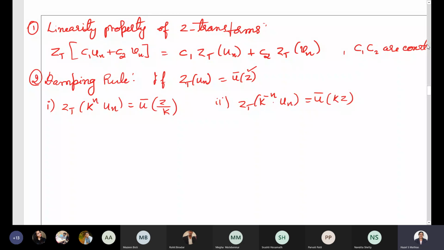I hope you are able to see the difference between them. Z transform of K power n into Un equals U bar of Z by K. Z transform of K power minus n into Un is U bar of KZ. Suppose the power of n is negative, then it is U bar of KZ. Suppose the power of K is positive, then it is U bar of Z by K. Is it okay, everyone? Done? This is the second property, damping rule.